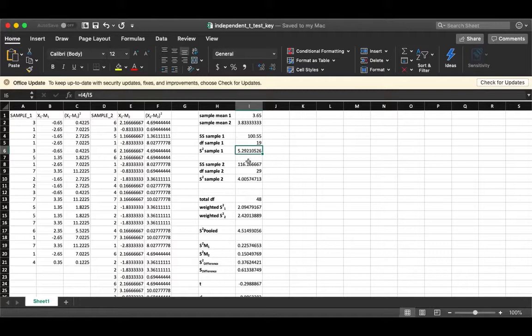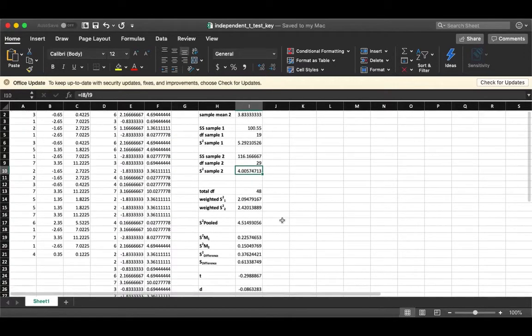Next, you're going to do the same for sample 2: sum of squares, degrees of freedom, which in this case is 29 because we had 30 subjects, and S squared. Now, your total degrees of freedom is the entire sample, so between these two groups, which is 20 plus 30 minus 2 equals 48.